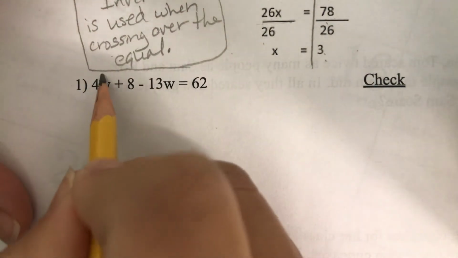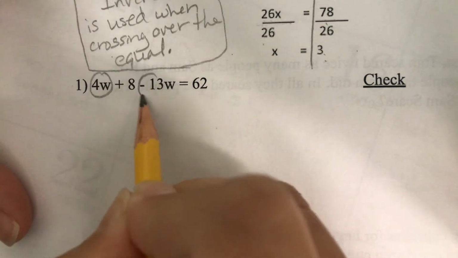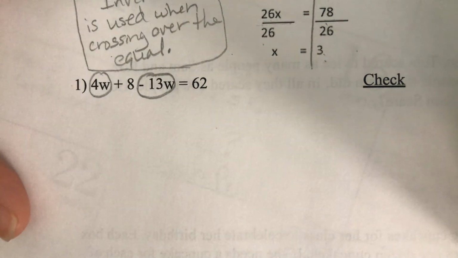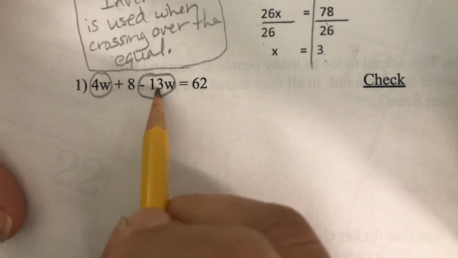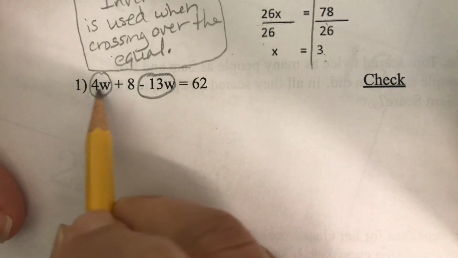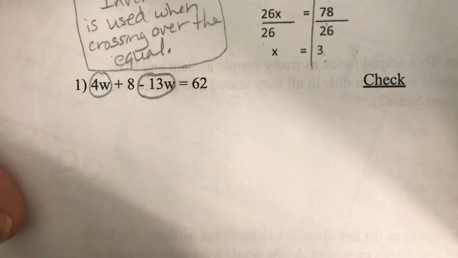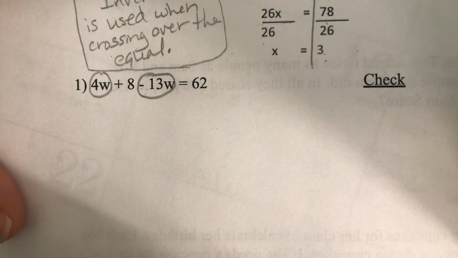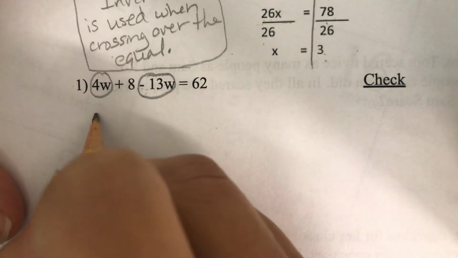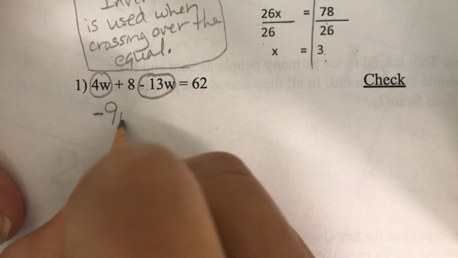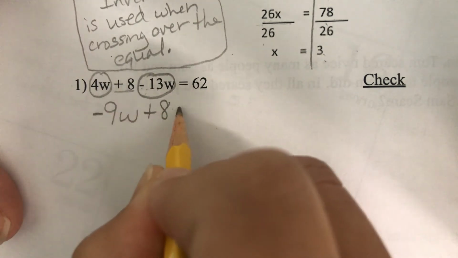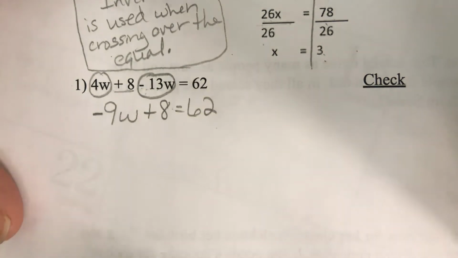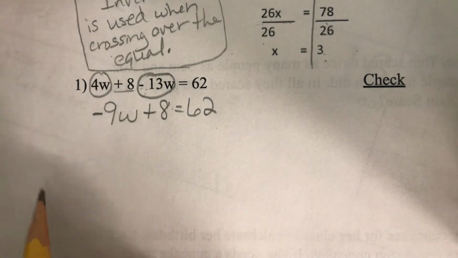I am okay with, I'm going to circle here, and I'm going to circle my other W over there, and I can see that I need to do 4 minus 13. So again, if that confuses you with your negative, use your calculator. We should get negative 9W, bring down the plus 8 because it's alone, equals 62. Now it looks like a two-step.